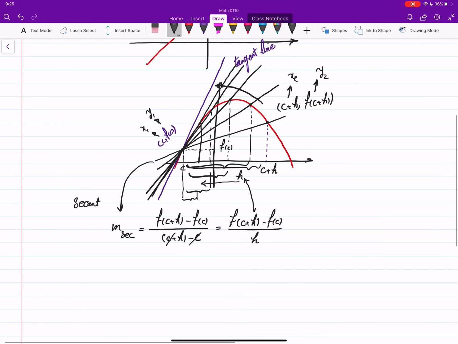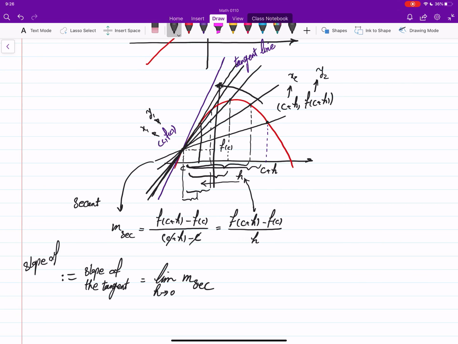So let me just write this. Limit of m secant as h goes to 0. This we can say definitely is the slope of the tangent line at that point. And we will define this to be the slope of the graph of f at that point, c, f of c. So this piece is just definition, but this part is what we are computing.